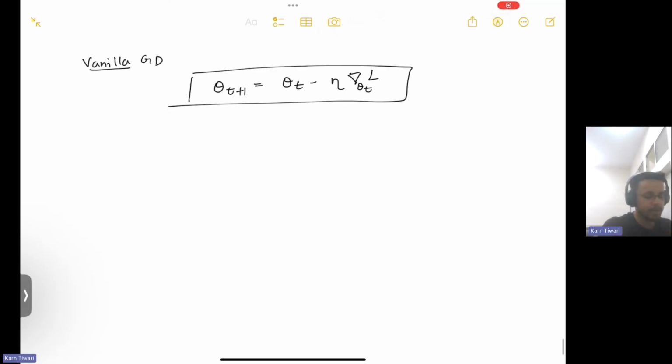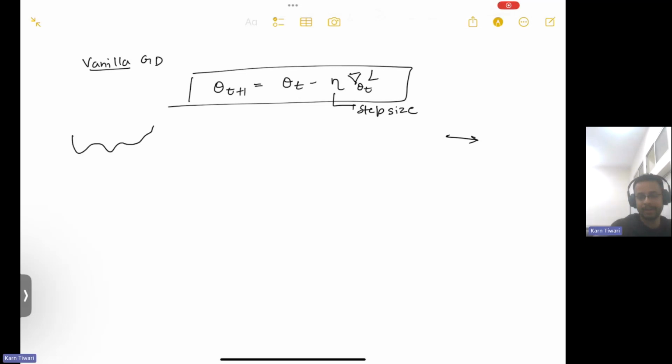So this was the normal optimization rule which we were following, where eta was the step size, and L was our loss, and this is the gradient operator taking the derivative of the loss with respect to the parameter theta t. So initially we were at this point, we wanted to optimize the function, and we take a step in the direction of the gradient.